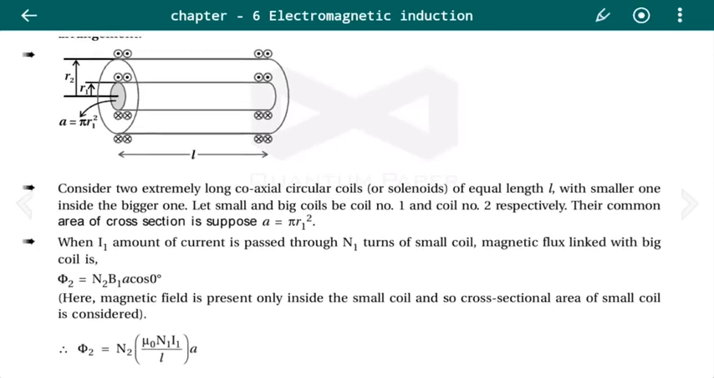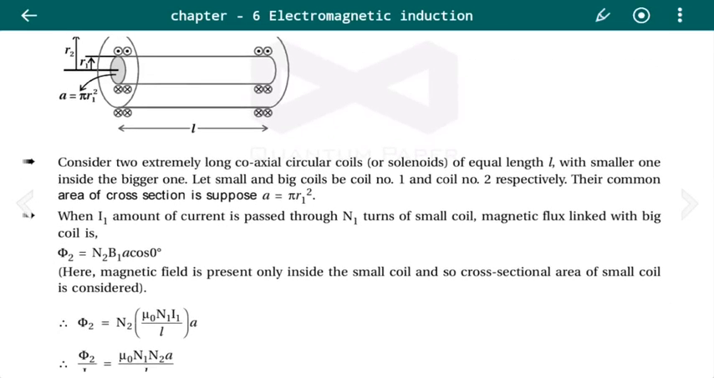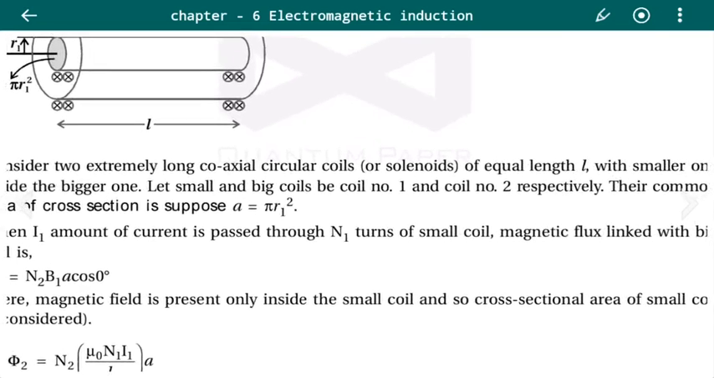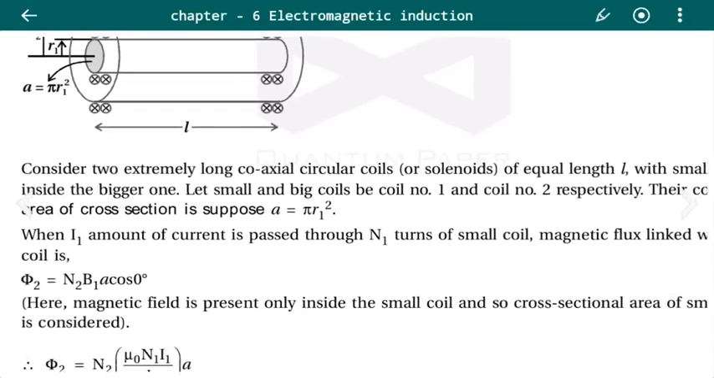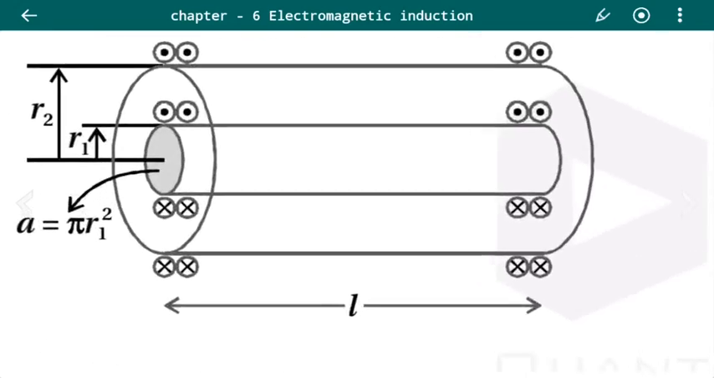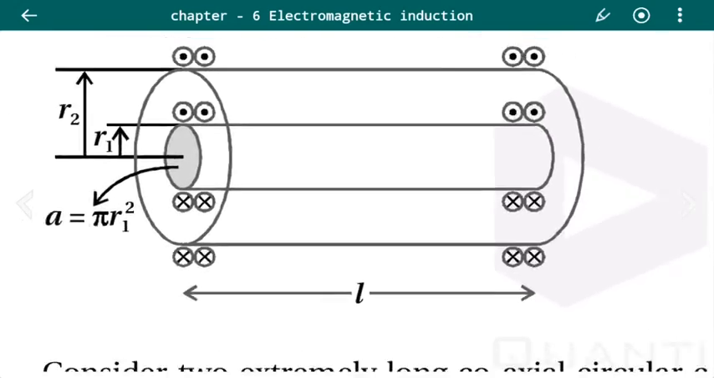Consider two extremely long coaxial circular coils of equal length L, smaller one inside the bigger one. Let small and big coils be coil number 1 and coil number 2 respectively. Their common area of cross section is, suppose, A equals pi r1 square. The cross sectional area over here is pi r1 square.